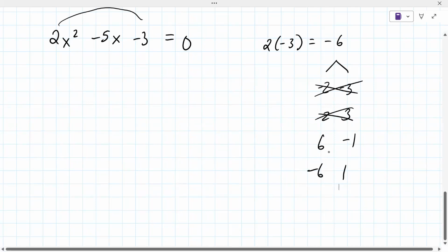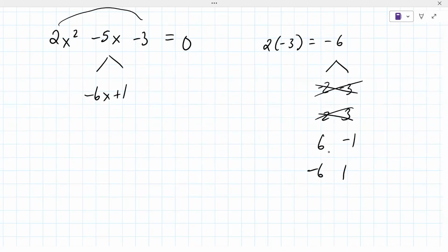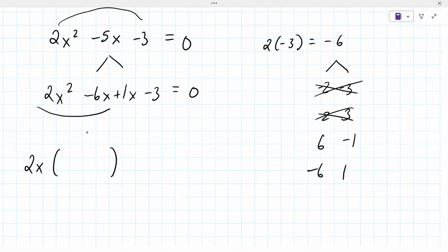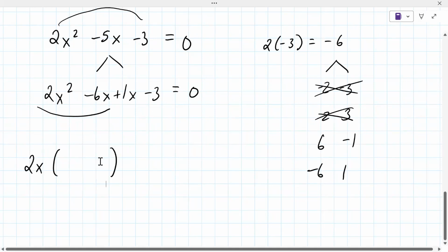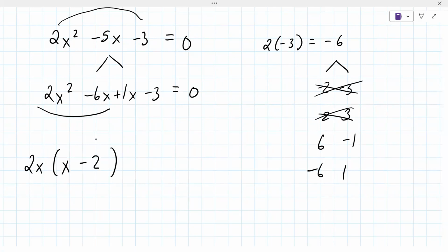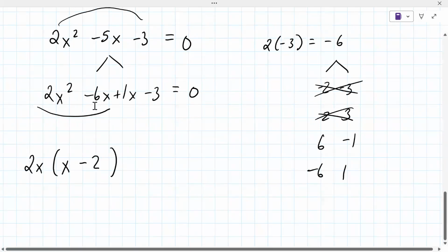Okay. So this right here becomes -6x plus 1x, 2x squared minus 3 equals 0. And what is common between these two? 3x. 3 does not, 2x. 2x, there you go, yes. And so tell me now, what goes in parentheses? X minus 2. You said 2? Yeah. So 2 times 2 does not get you back to 6. You've got to get back to 6. X minus 3.